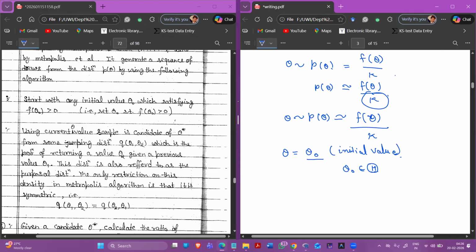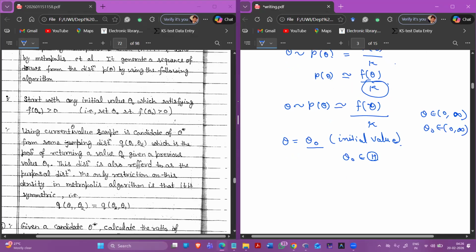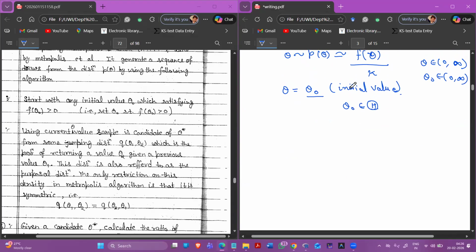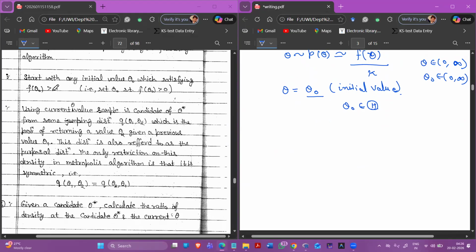It should not go beyond theta. It means if my theta lies between 0 and infinity, then whatever value of theta naught I provide should also belong to 0 to infinity. It should not be minus infinity to infinity. I cannot provide a negative value. I need to be very careful. So start with any initial value of theta naught which satisfies f(theta naught) greater than 0.